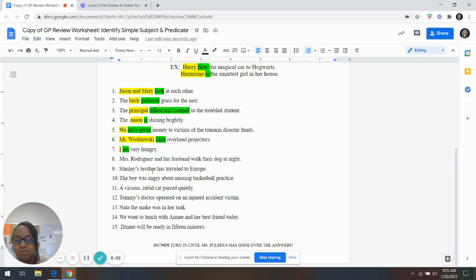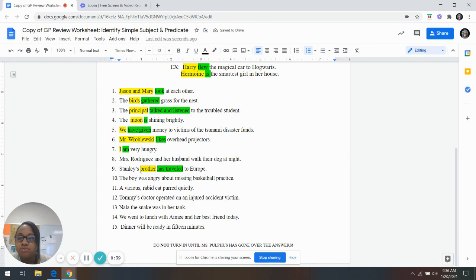Look at number 9. Stanley's brother has traveled to Europe. Again, there's a linking verb here, has. So for this one, my verb is has traveled. So that's my verb. Okay. Now here's what I need to ask myself. Who or what was traveling? Who or what was doing the traveling? Stanley's brother. But again, I'm looking for my simple subject. I just want my subject, so I don't need Stanley's. Stanley's is an adjective describing brother. Whose brother? Stanley's brother. But I don't need that. All I need is brother. So I'm going to highlight brother in yellow.